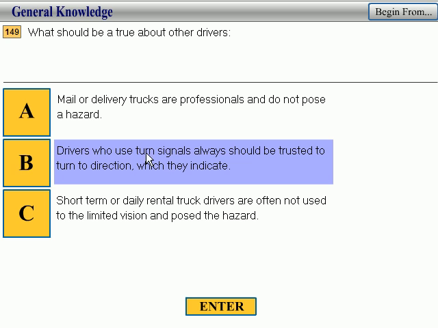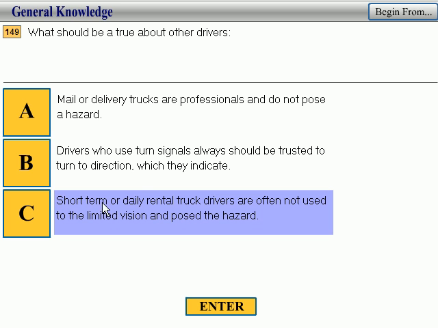B. Drivers who use turn signals always should be trusted to turn in the direction which they indicate. I don't know about that word always. C. Short-term or daily rental truck drivers are often not used to the limited vision and pose a hazard. What is true about other drivers? Short-term or daily rental truck drivers are not used to the limited vision and pose a hazard.